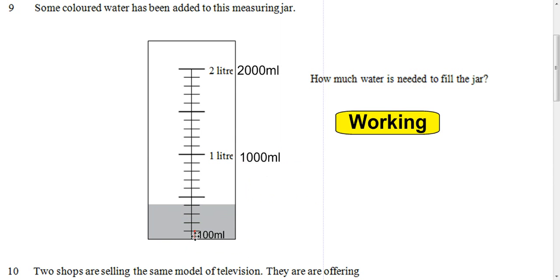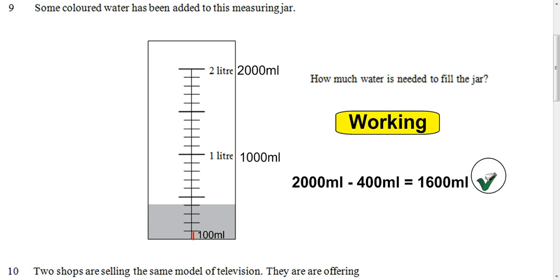Now the liquid here is 4, 1, 2, 3, 4 of these. So that means we've got 400 millilitres here. So to find out how to fill all the way up to 2,000, just do a takeaway. 2,000 take away 400. And that's your working. It comes out to 1,600 millilitres.